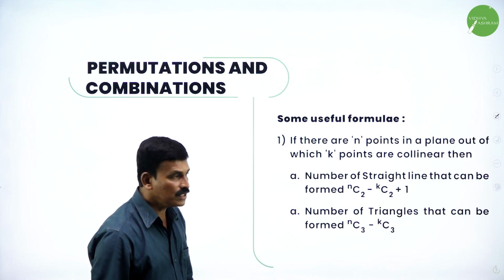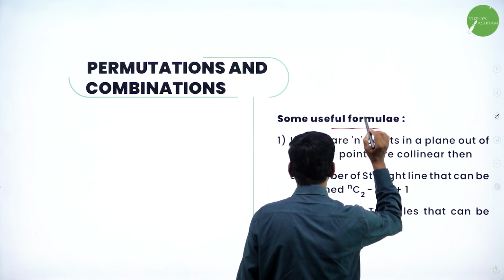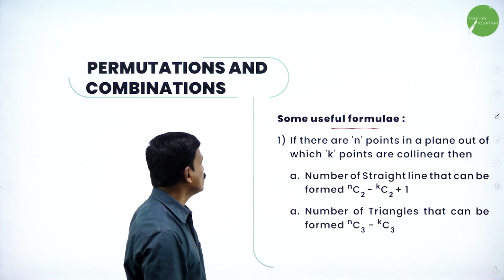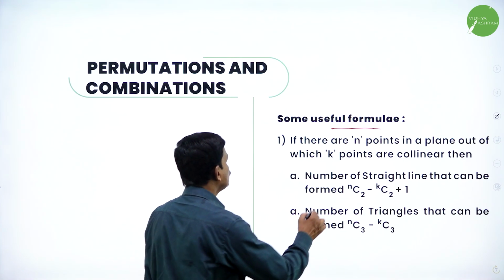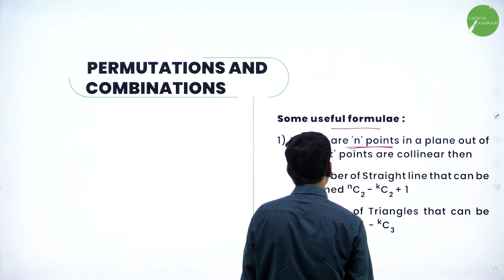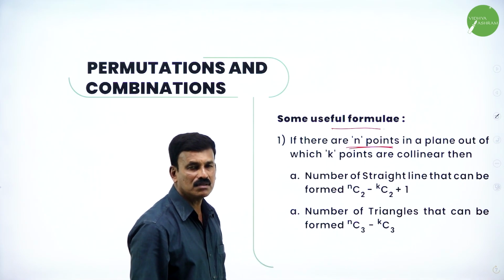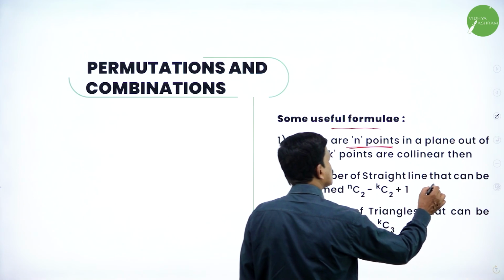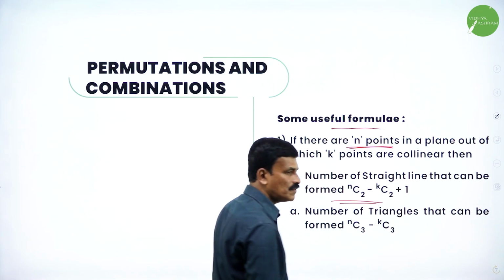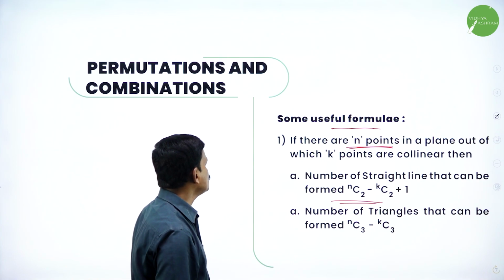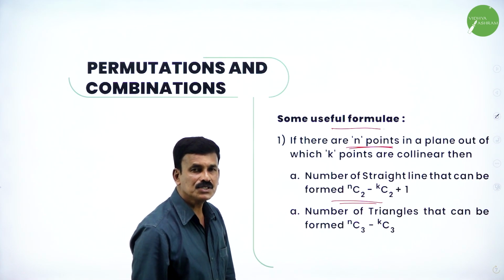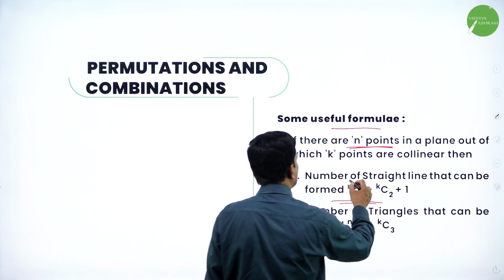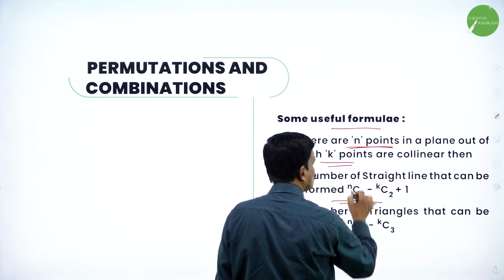Now, some important formulas. What are the important formulas here? If there are n points in a plane, out of which only k points are collinear, then the number of straight lines that can be formed is NC2 minus KC2 plus 1. So here n is the number of points and k points are collinear.